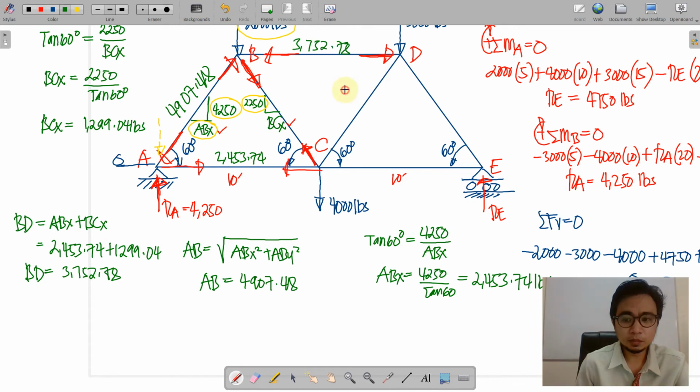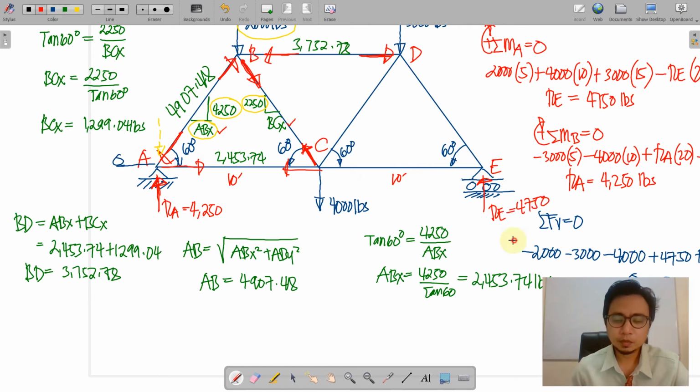Here it is, we have 3,752.78. We proceed further. The best joint to consider right now is joint E. Similarly, we're going to have the procedure that was done in joint A. We place here 4,750, and that is countered by 4,750 here, the DE, and that balances our vertical. So we proceed to the horizontal at point E.